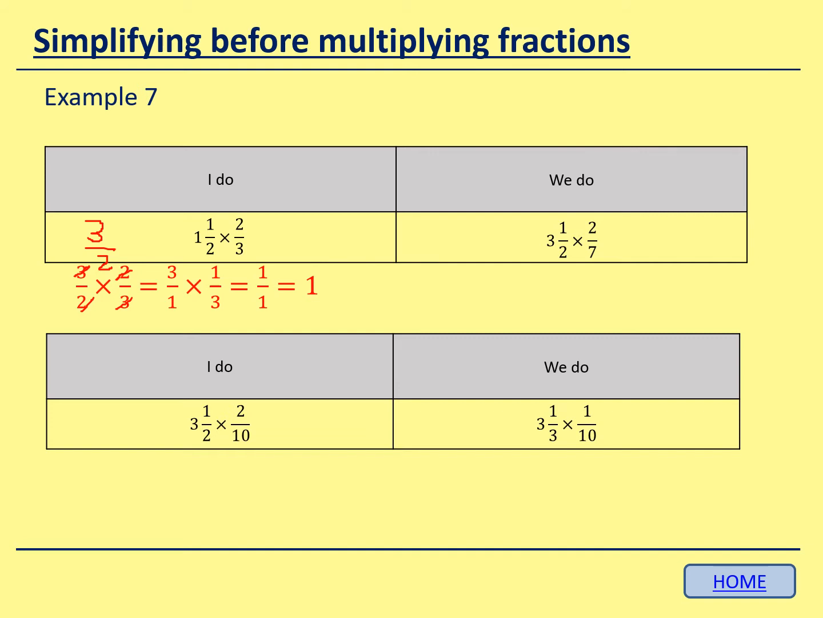On this one, again, 2 3's are 6 and 1 is 7. So that's 7 over 2 times 2 over 10. Right? So the 2 and the 2 cancel out, because 2 divided by 2 is 1. 7 times 1 is 7. 1 times 10 is 10. Pause the video and do these two questions.